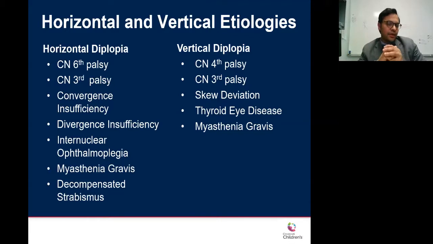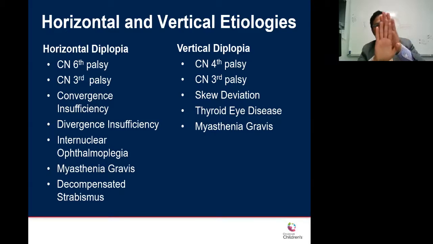And then there are other issues that you can have which are higher up about fusional issues called convergence insufficiency, divergence insufficiency. There are supranuclear causes like internuclear ophthalmoplegia. I know my audience, so I know you've heard of all of these. Myasthenia gravis, and something we call the decompensated strabismus.